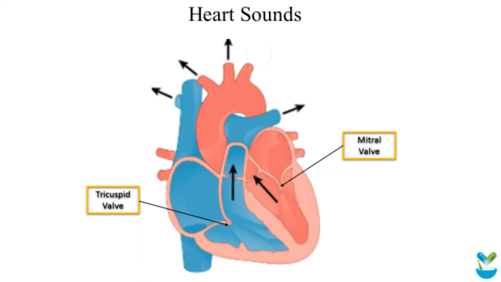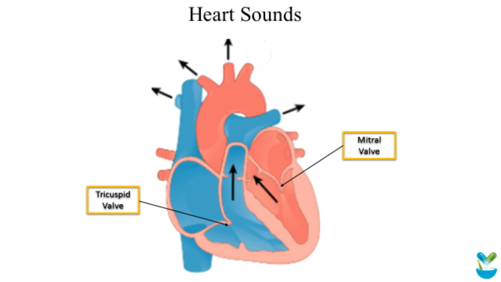This closure prevents the backflow of blood in the atria, so blood only flows in one direction and ejects out from the ventricles into pulmonary artery and aorta respectively. This is called ventricular systole, meaning ventricular contraction.